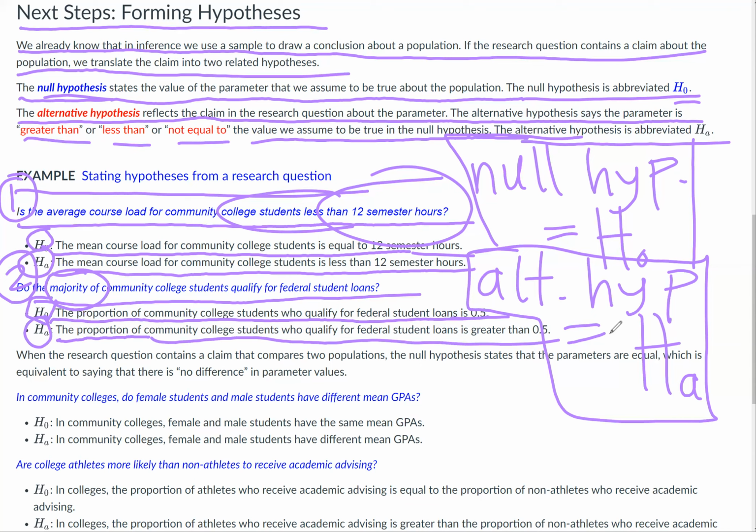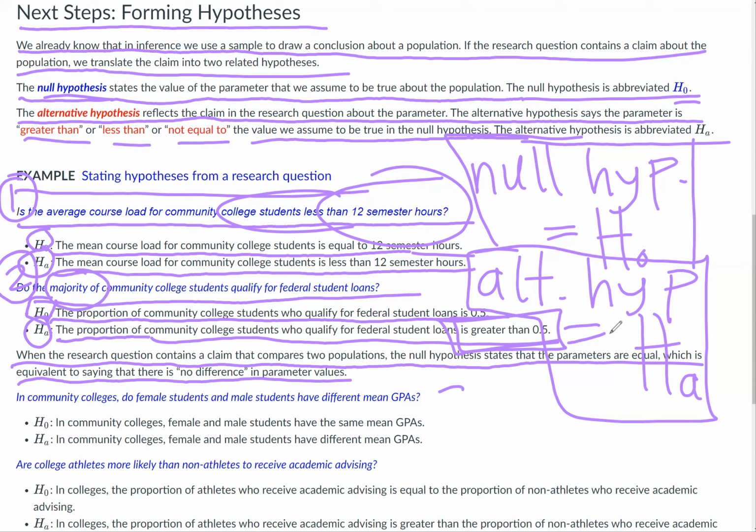Just greater than 0.5 is just another way to say the majority, because 0.5 is half and majority means more than half, that's all. When the research question contains a claim that compares two populations, the null hypothesis states that the parameters are equal, which is equivalent to saying that there is no difference in parameter values.